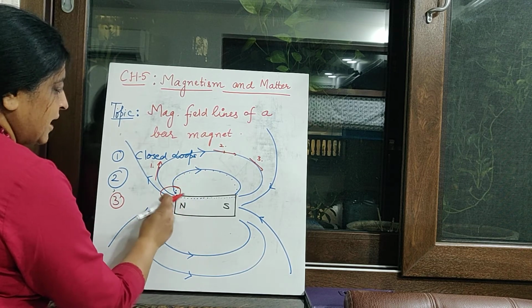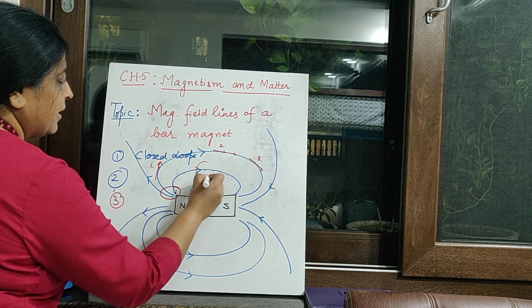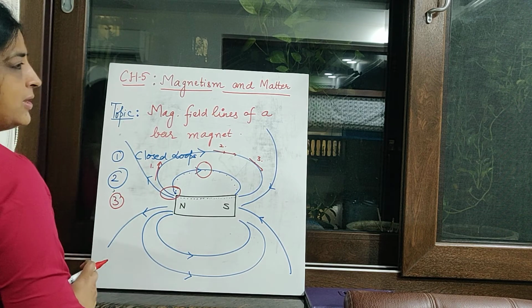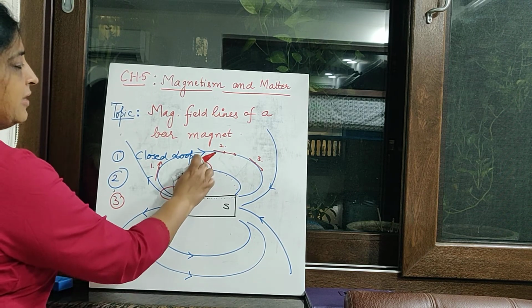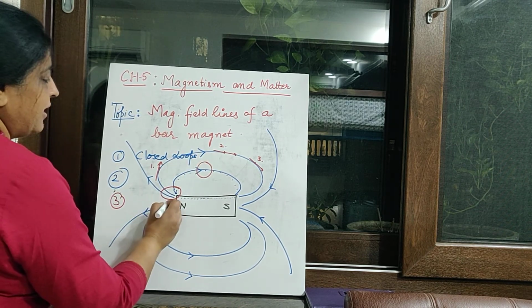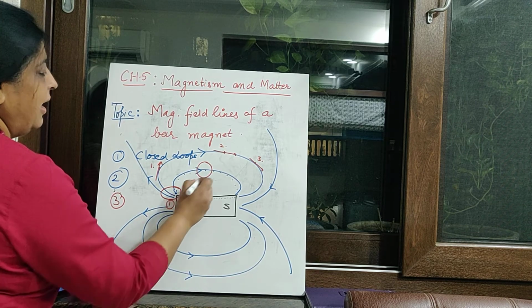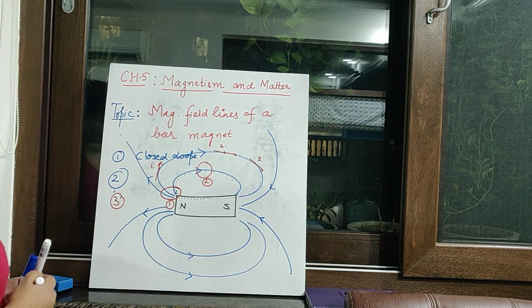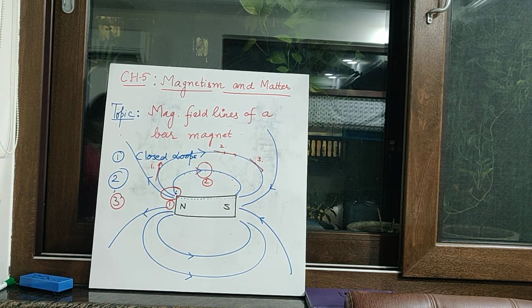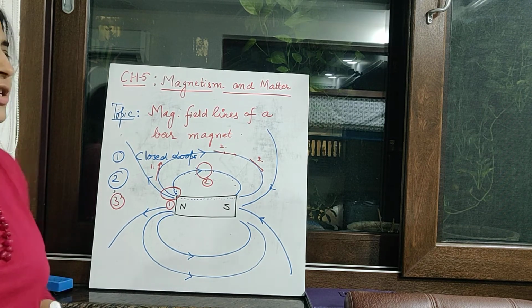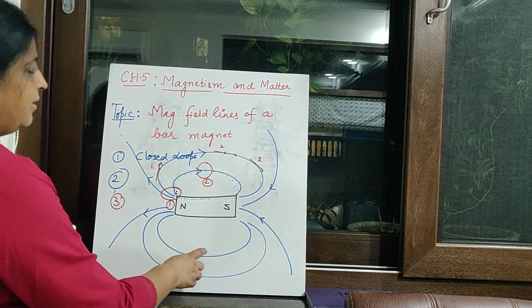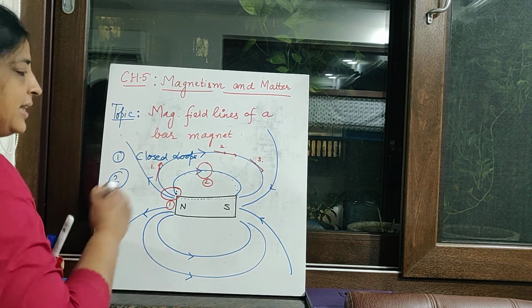So if you take the same amount of area here, lesser number of lines are enclosed in this area, so the magnetic field is weaker here. So magnetic field is stronger in region 1 and it is weaker in region 2. And the last property is that no two magnetic field lines will intersect each other.